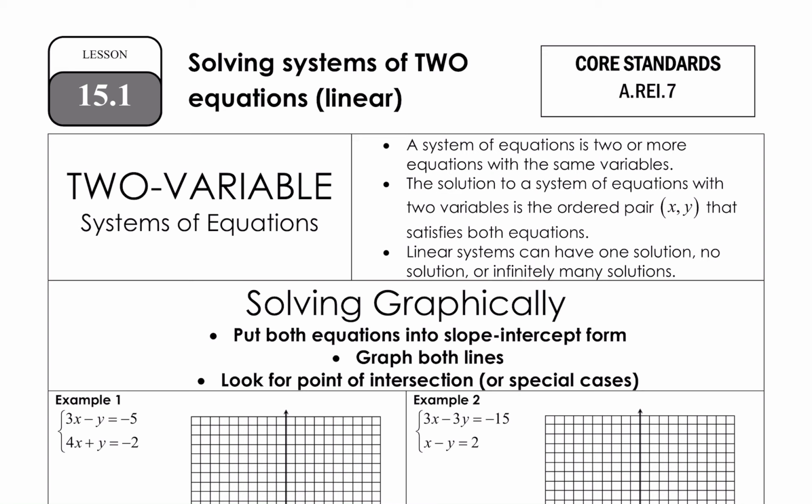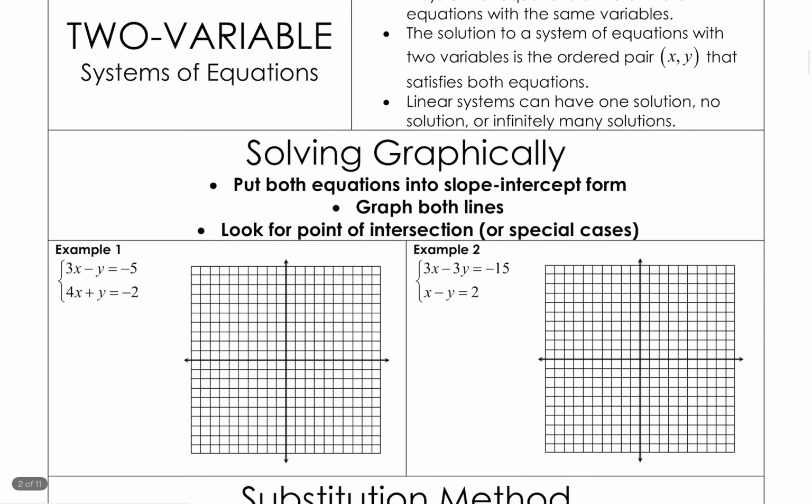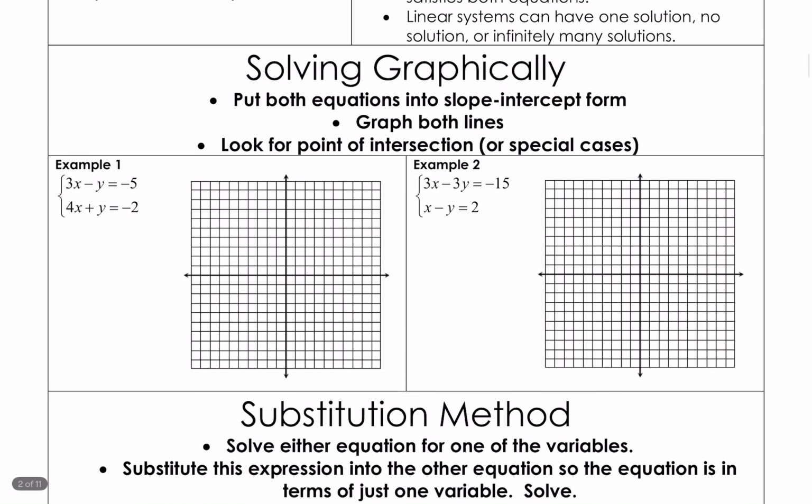Now there's three ways to solve a system of equations. The first way is solving it graphically. Solving it graphically, we put both equations into slope-intercept form, which looks like y equals mx plus b. Then we graph both of those lines and we look for the point where they intersect, or where they meet up with each other. So I'm going to solve example one just by graphing.